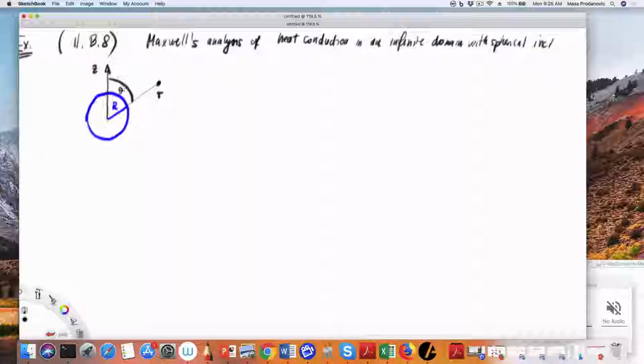What is the discussion about? Oh, Maxwell's analysis of heat conduction in an infinite domain with spherical inclusion. Isn't that clear? Come on.